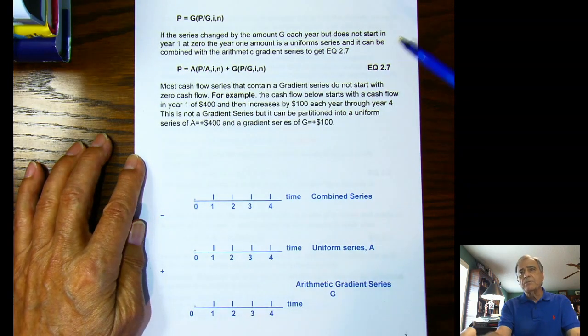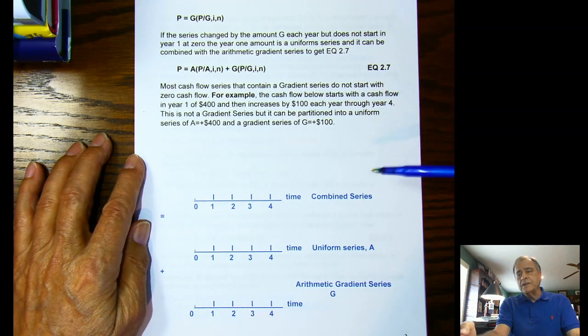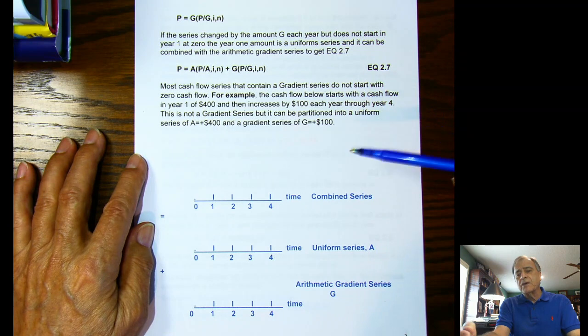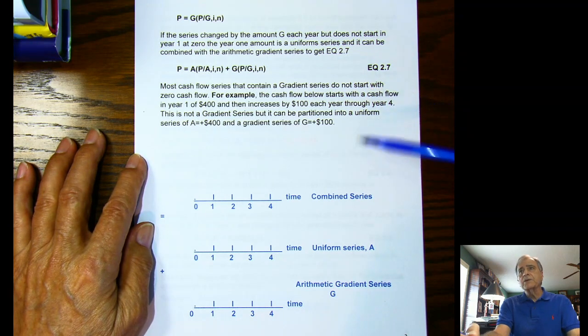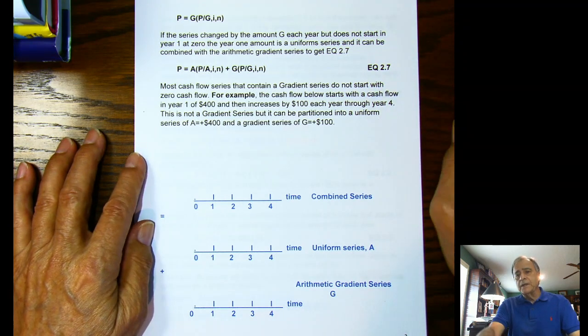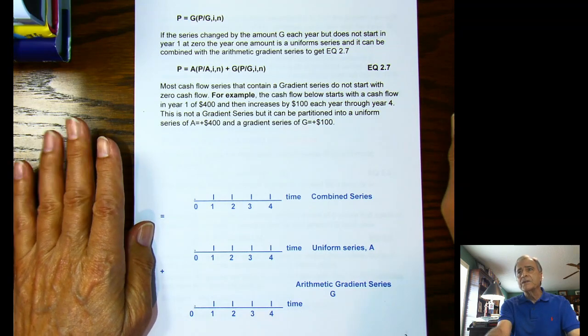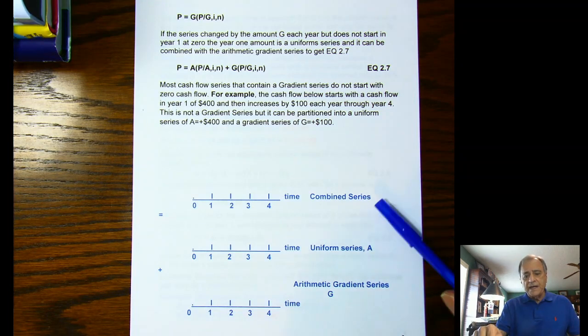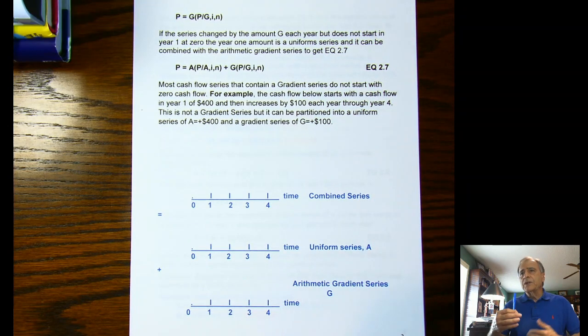Now, it turns out that most series that may contain an arithmetic gradient series do not start at zero. So what you have to do with that kind of a series is convert it. That's called a combined series, by the way. Convert it to a uniform series plus a gradient series.